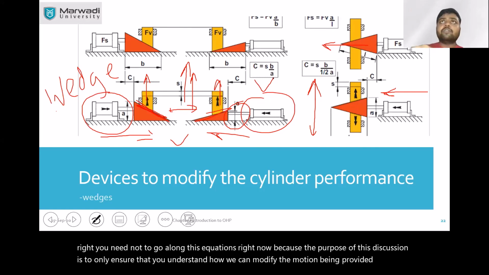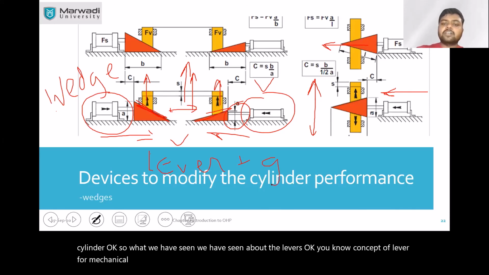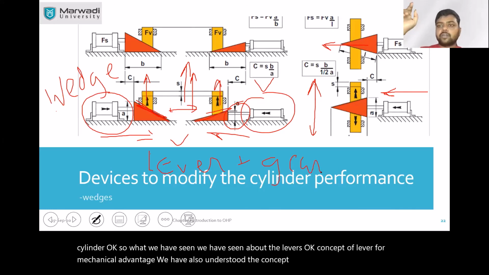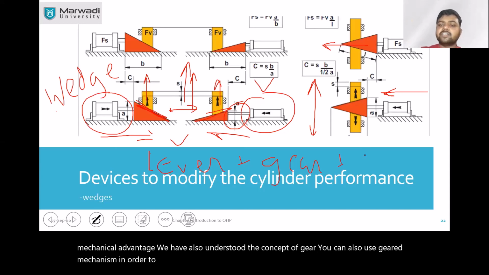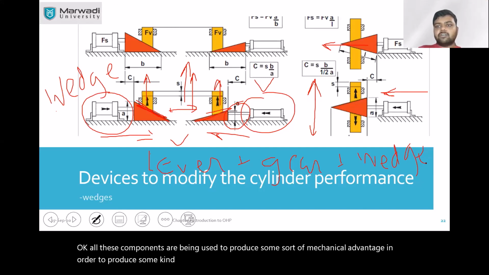Okay, so what we have seen about the levers. You know the concept of lever for mechanical advantage. We have also understood the concept of gear. You can also use a gear mechanism in order to modify the motion. And the last one is a wedge. All these components are being used to produce some sort of mechanical advantage in order to produce some kind of change in direction of the force, right?